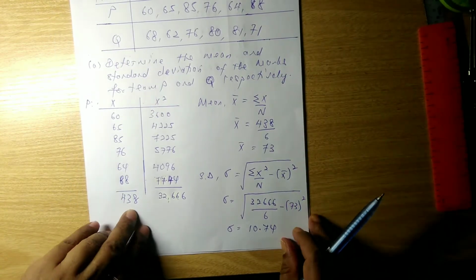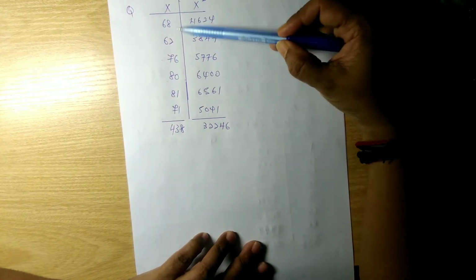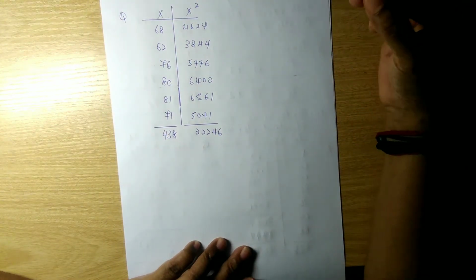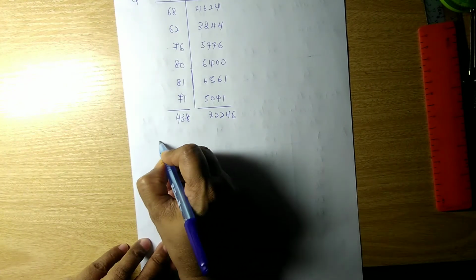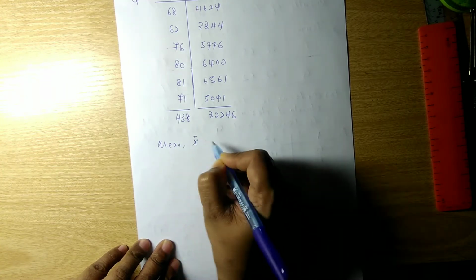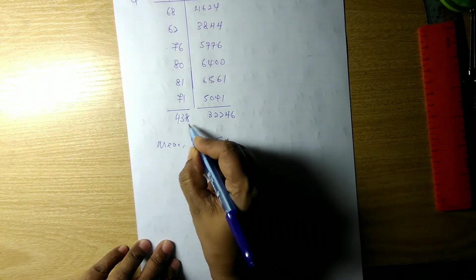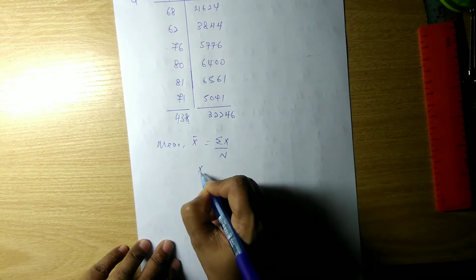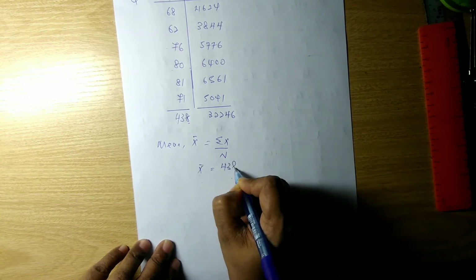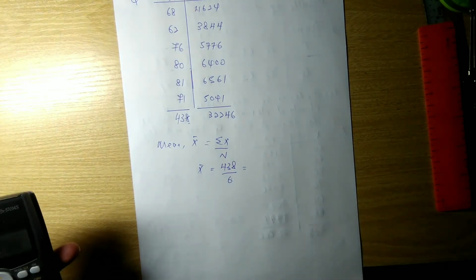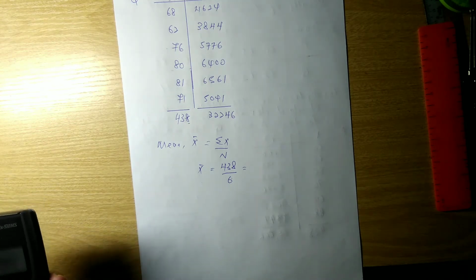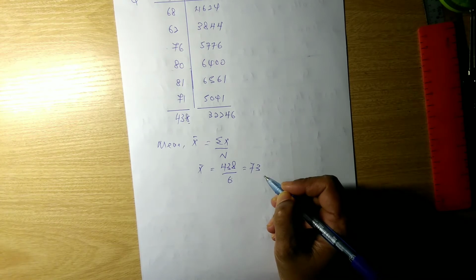Now for team Q, I'll do the same thing. I've done this: this is my x, and this is my x squared. I'm going to look for my mean, the summation of x over n. It's actually the same value, so you'll get 73. It's the same as just now, 438. So the mean is 73, the same as the previous team.